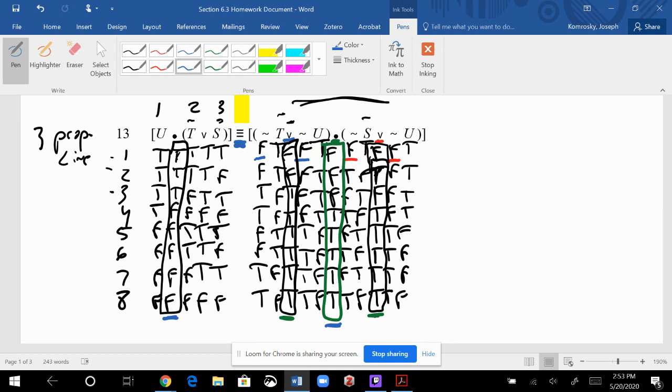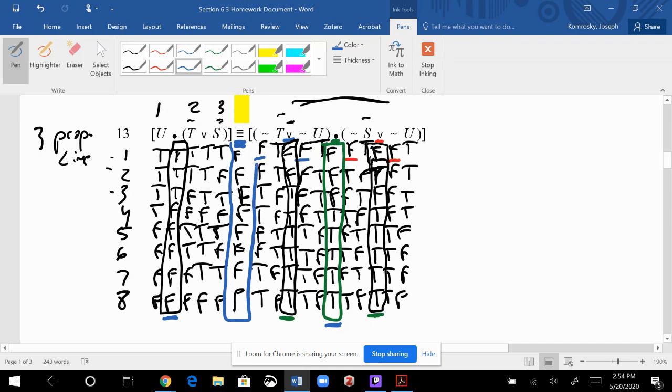Let me see here. So I have on line one a true and a false. The whole thing is true. Oh, sorry, the whole thing's false because they both have to match. So false. The other one, false. They don't match. Don't match. Don't match. Don't match. All the way down. So I know now that was the main operator, and they're all false.